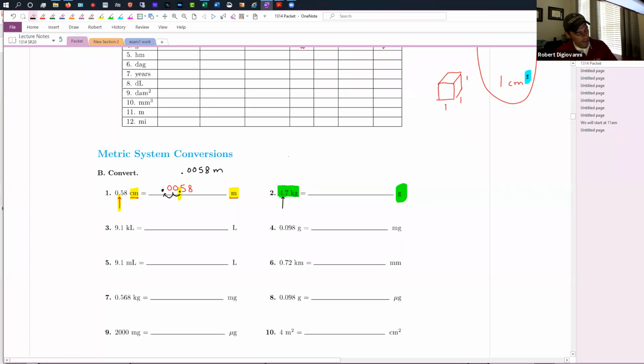So I'm going to write it down up here. 4.7 is where I was. I'm going to go 1, 2, 3 places to the right, and I'm going to place the decimal there now. Anywhere where I have gaps, I'm going to put 0. So this is going to be 4,700 grams. So 4.7 kilograms is 4,700 grams. Is that clear to everyone?